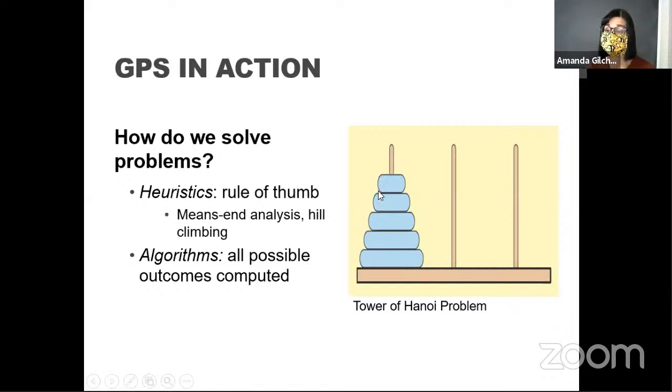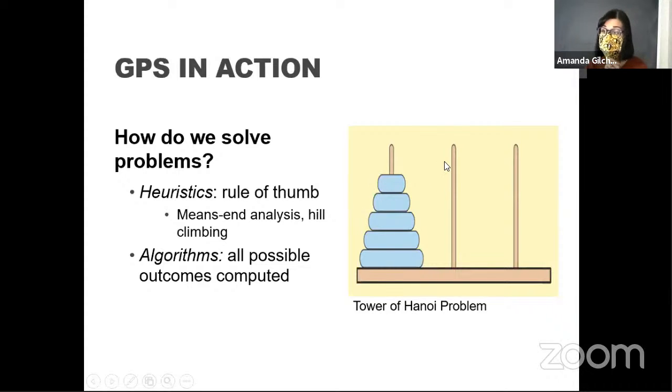We want to make sure that all of these disks are moved from this peg, and we want the exact same configuration on this peg. But there are a couple of different strategies that we need to be able to do this. First of all, we can only move one disk at a time. Second of all, we can never put a larger disk on top of a smaller disk.